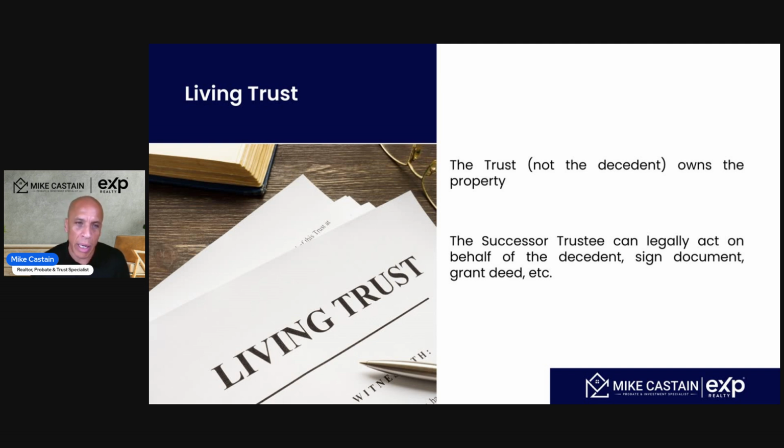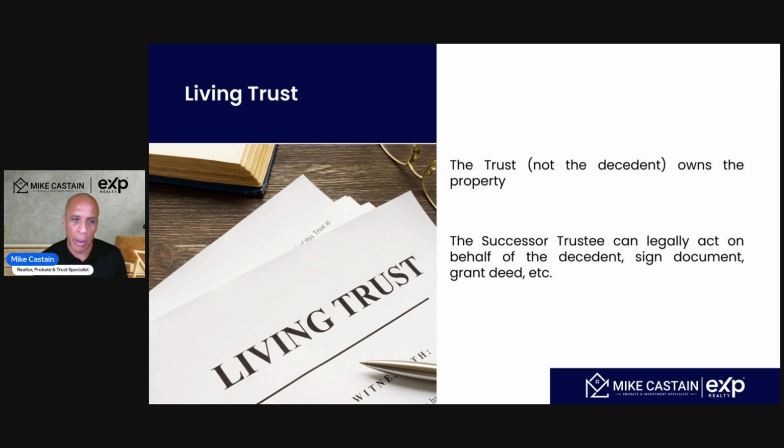One way to avoid probate is by having, before the deceased passes away, the owner of the property enter into or establish a living trust. A living trust is a legal document, and it's a legal entity. You could think of it almost as a corporation. It's a legal entity where the owner actually transfers ownership of the real estate to the trust. So the individual owner does not own the property as an individual. The trust owns the property, where the owner of the real estate is the trustee of the trust.